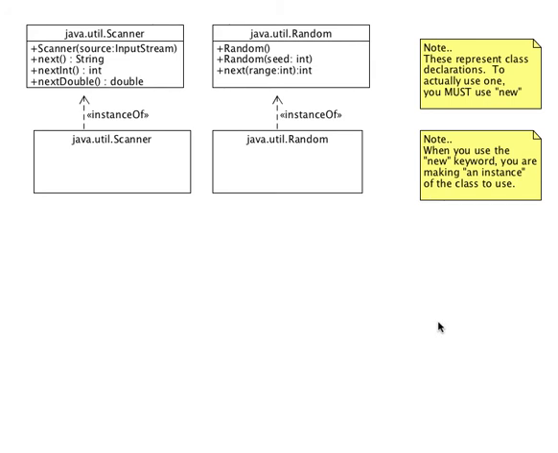So the keyword to remember here is instance. An instance is a copy of the class that you can actually use in your program, and you got it using the new keyword.